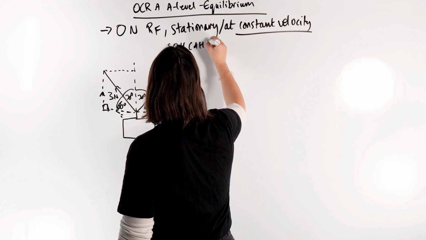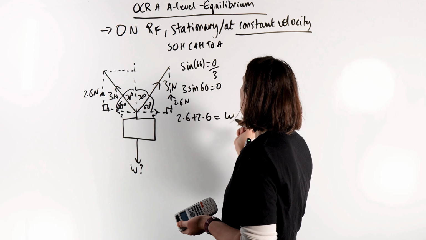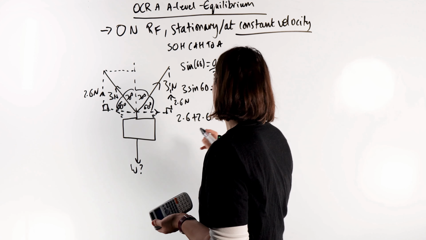This is where we're bringing in my principle of equilibrium, because I know that if this object is stationary or moving at constant velocity, so it's in equilibrium, there has to be no resultant force acting on it. So the upward forces on the object have to equal the downward forces on the object. So the 2.6 and 2.6 acting upwards have to equal the forces acting downwards, which is the weight. So 2.6 plus 2.6 will give me the weight. So the weight would be 5.2 newtons.